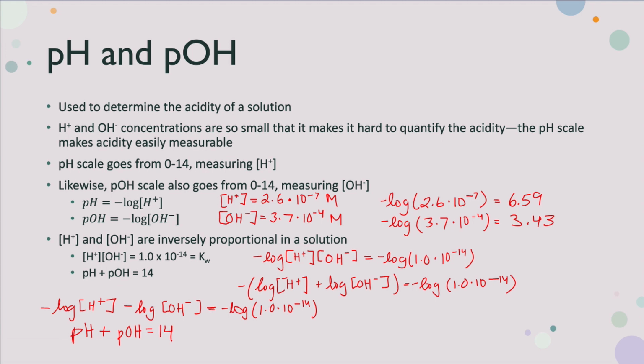Alright, now we can do more things with these equations. For example, if we have the pH of a solution, we can find its pOH. So if the pH of a solution is, let's go with something simple, if we have it as 7.5, that's our pH. Its pOH is simply 14 minus 7.5, which is 6.5.